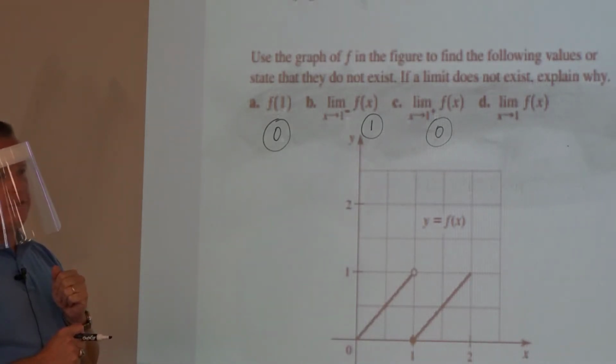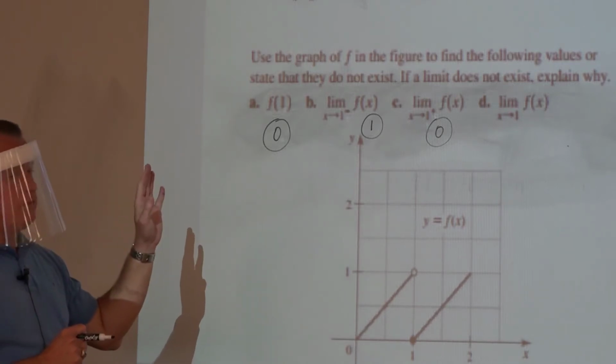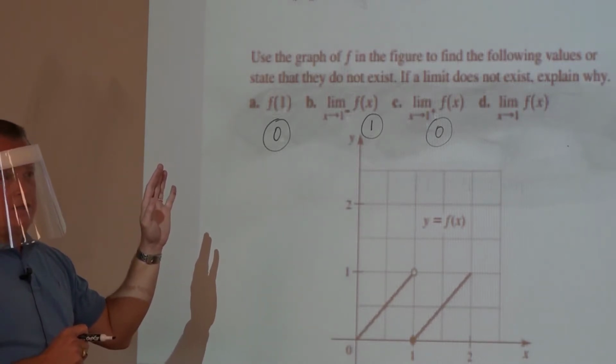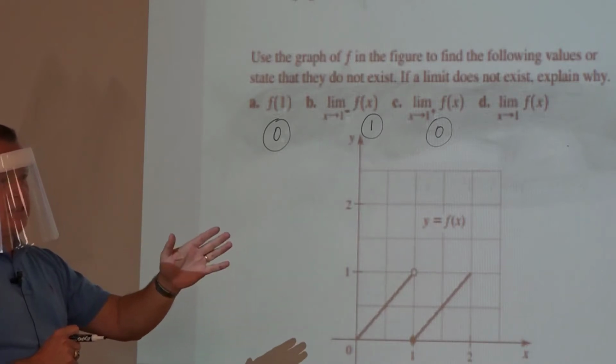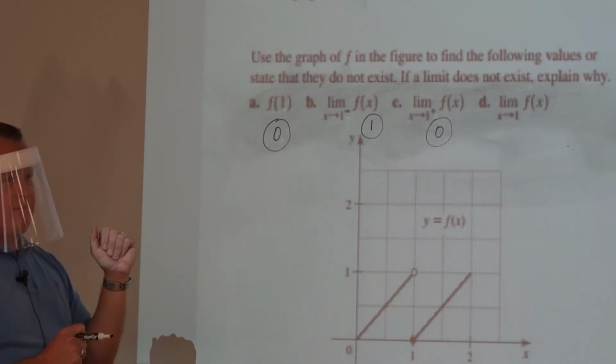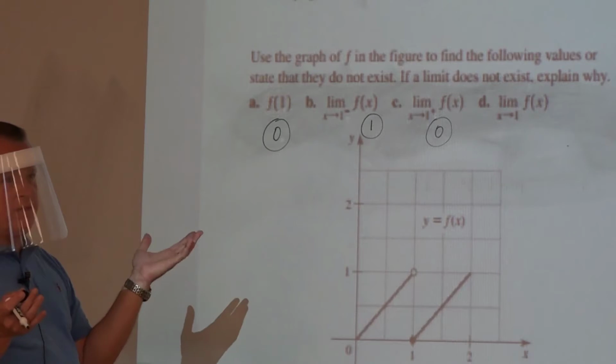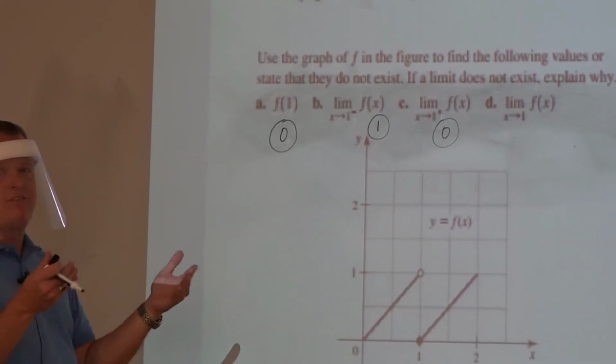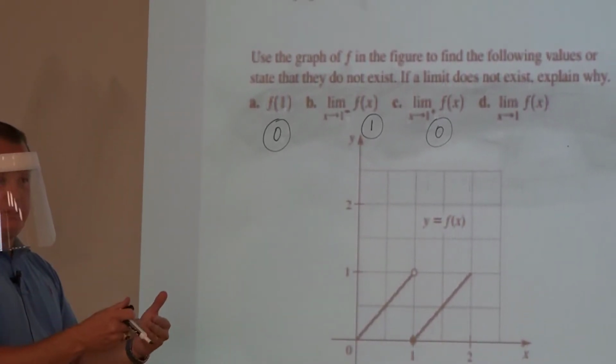What's true about the limit? What's the definition? Why does it not exist? It's not approaching the same thing from both sides. It's got to approach the same thing from both sides for the limit to exist.